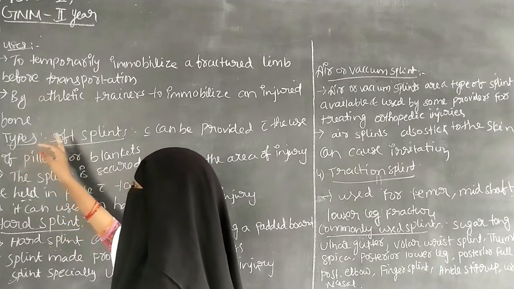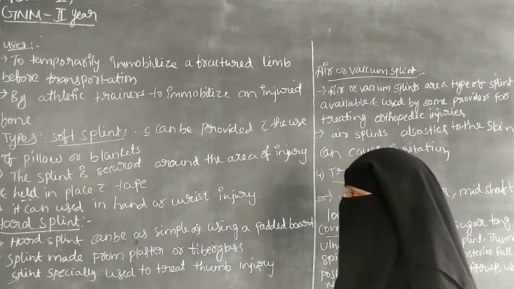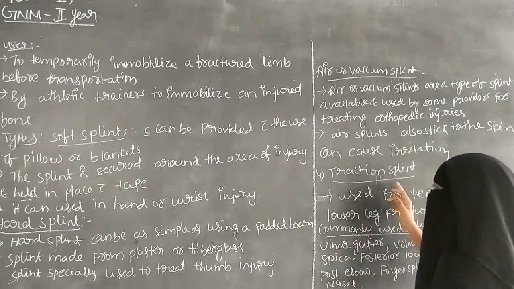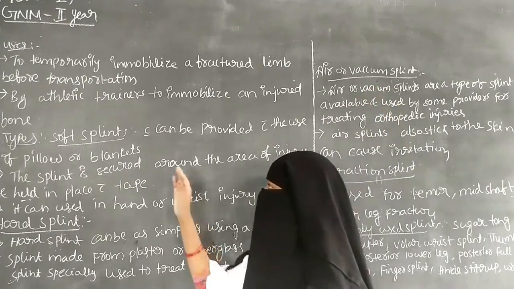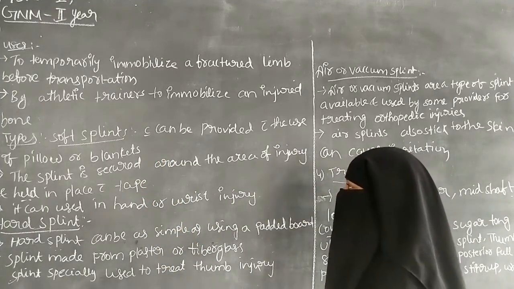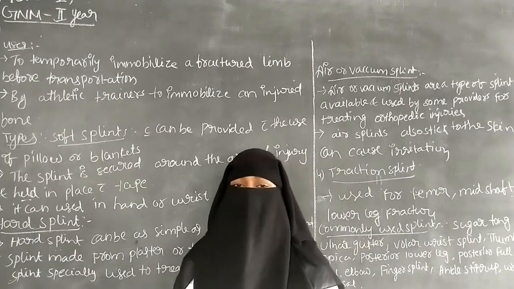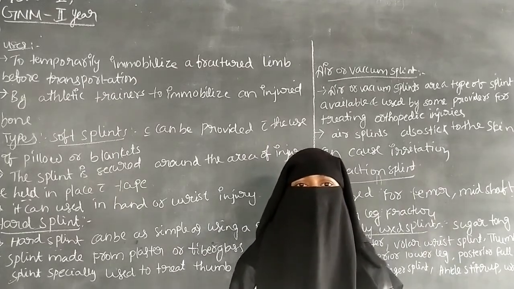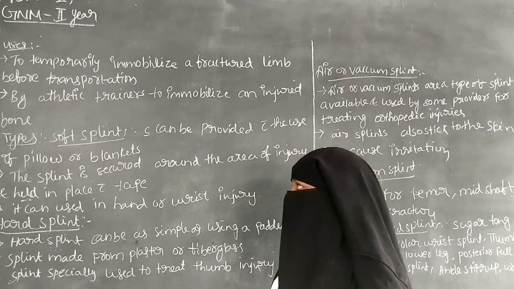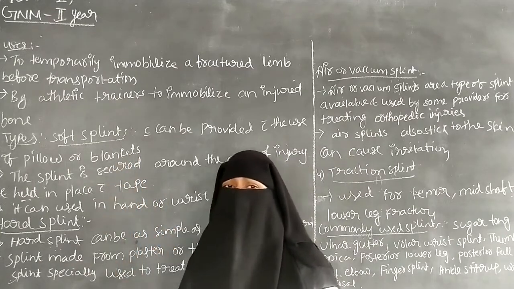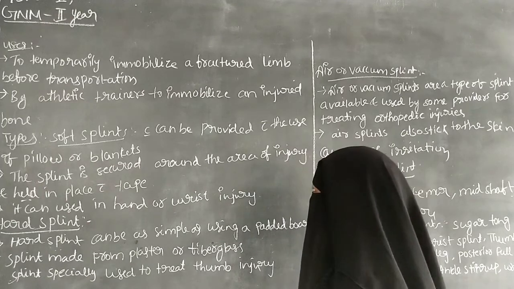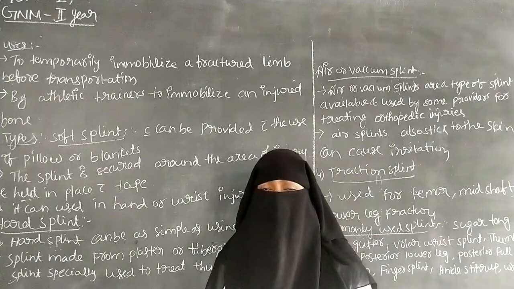Next, the types include the soft splint, the hard splint, the air or vacuum splint, and the traction splint. The soft splint can be provided with the use of pillows or blankets. The soft splint is very soft. It can be provided to support the affected joint or limb, and by this we can regulate the mobility of the joint.